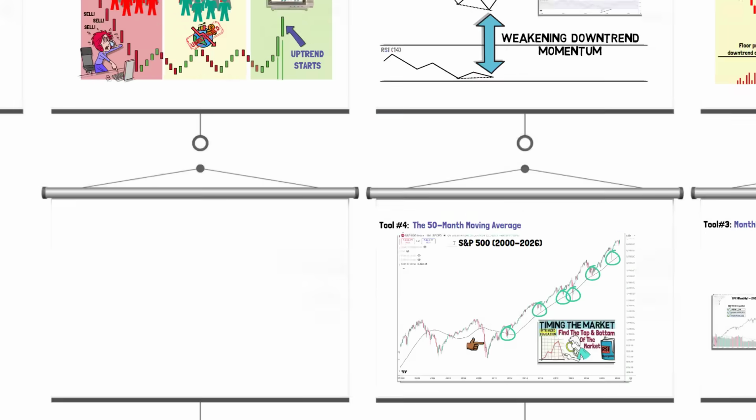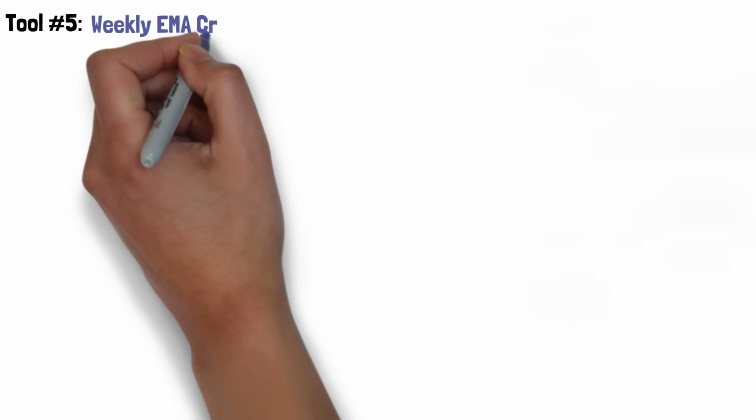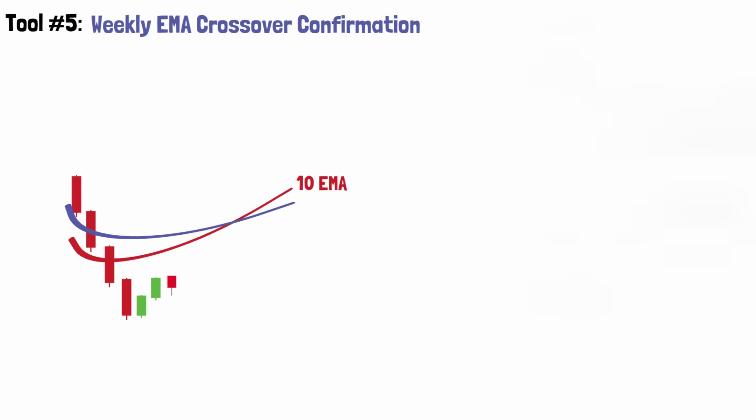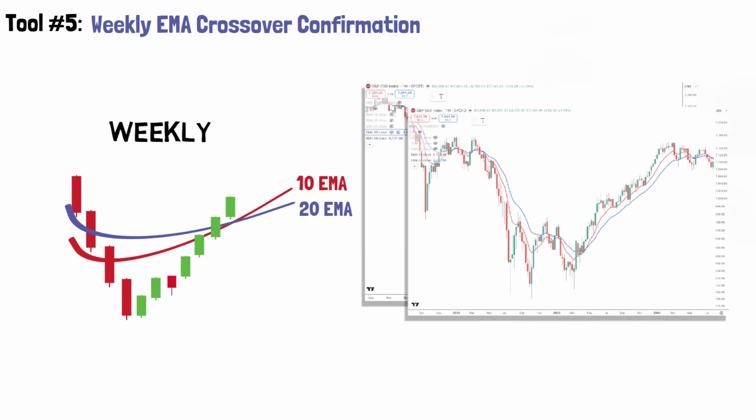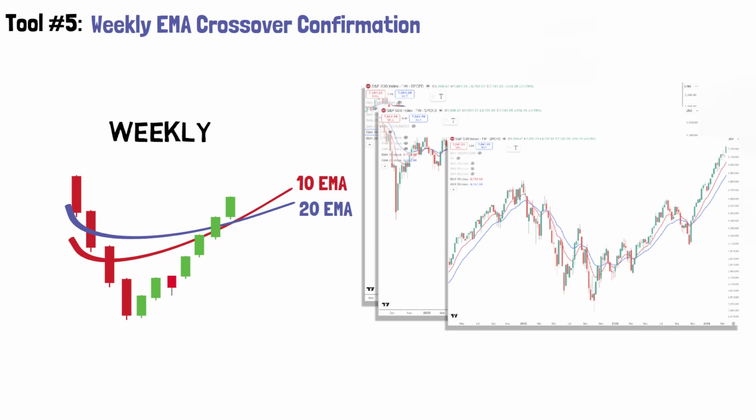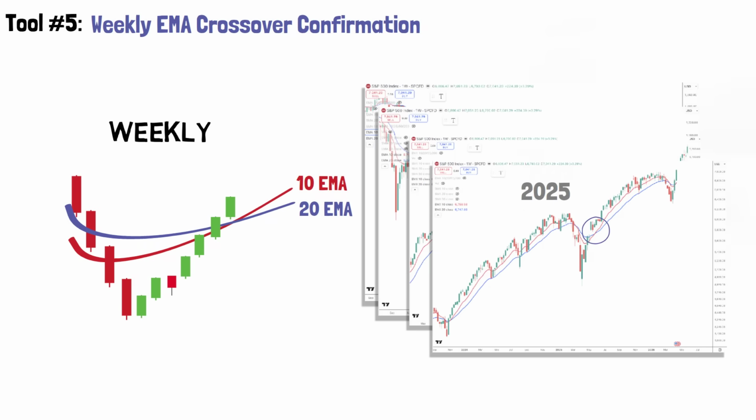Tool 5. The weekly EMA crossover confirmation. The final tool involves monitoring positive crossovers between the 10-week and 20-week EMAs. Plot both EMAs on weekly charts and watch for crossovers during market decline and recovery phases. The technique proved effective during previous corrections, including the financial crisis and dot-com bubble, and more recently in 2022 and March 2025.